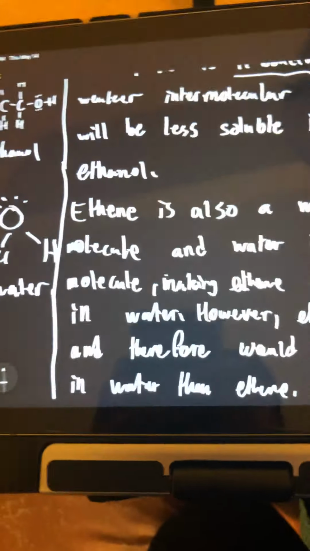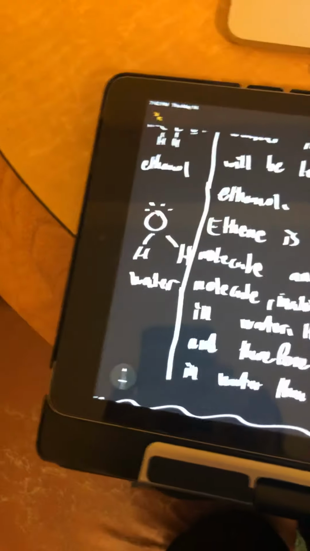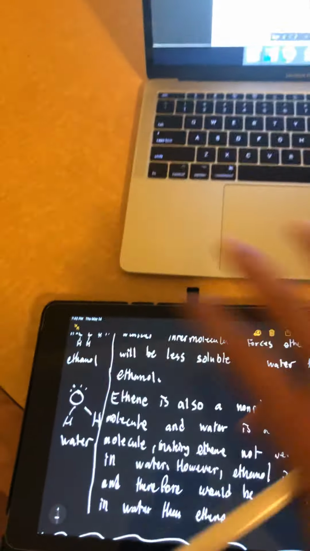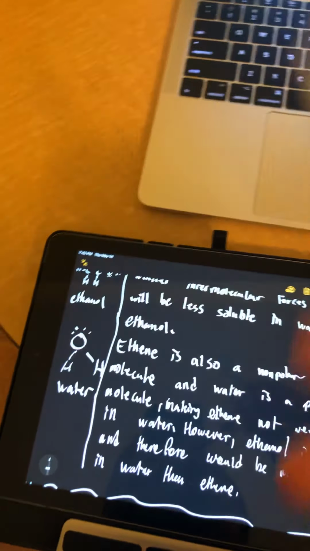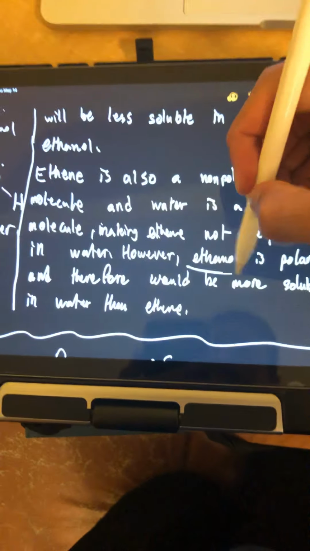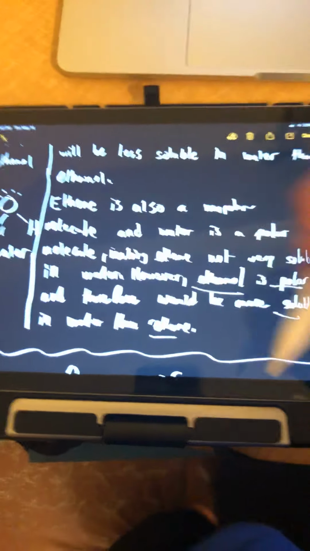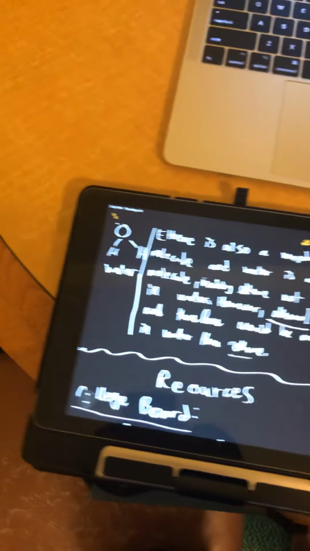Okay, and then we talk about the polarity, which is saying that ethene is nonpolar, and when you dissolve nonpolar in a polar, it's not that soluble, and water is polar and ethene is not, so that's why they're not that soluble. But on the other hand, ethanol is polar, and therefore would be more soluble. That's this question. Now let's take a look at some resources.